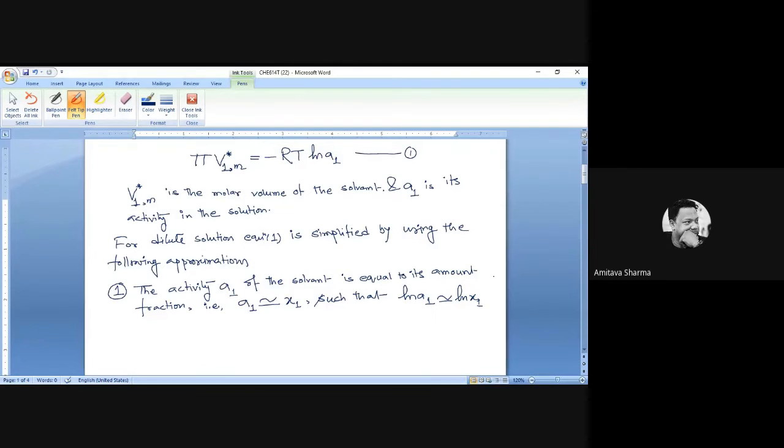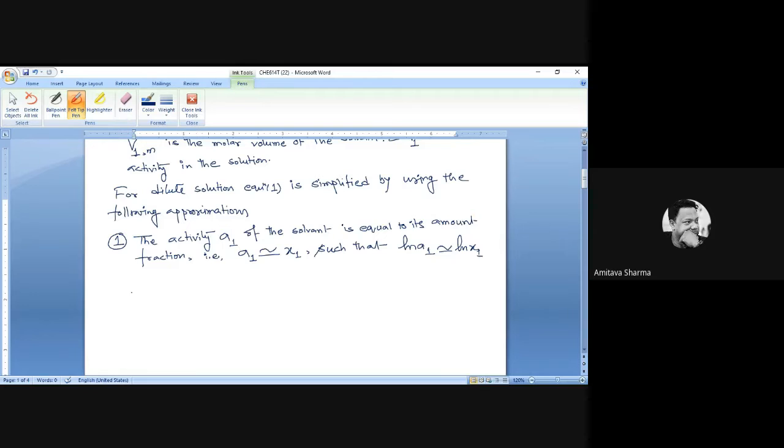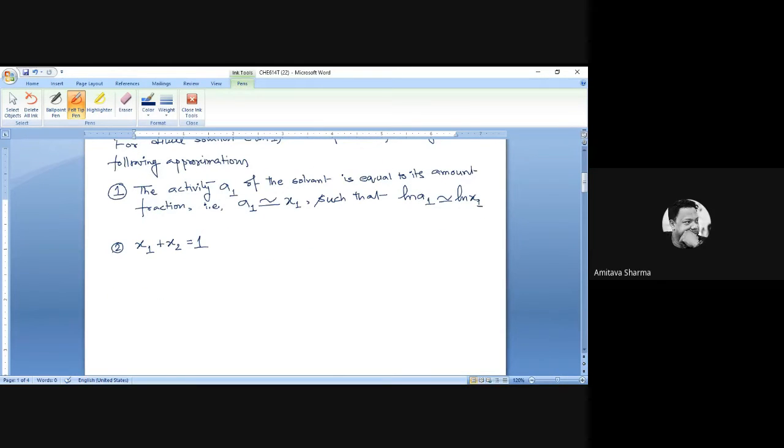The second approximation is that the mole fraction of solvent and the mole fraction of solute sum to 1 always. This is a universal truth. So we can write ln x1 equals ln(1 minus x2). This is the expression for x1 that we can get from the above equation.